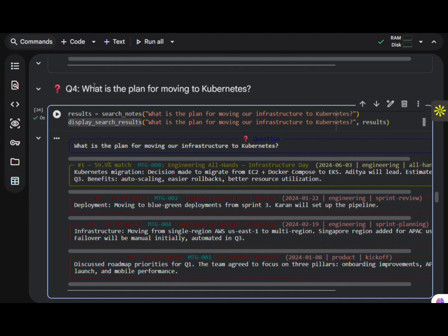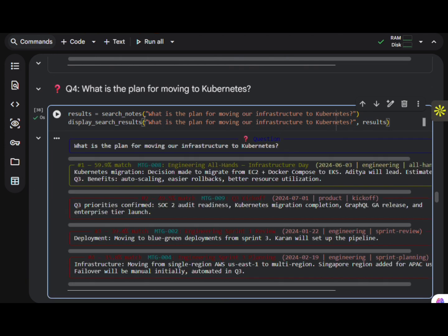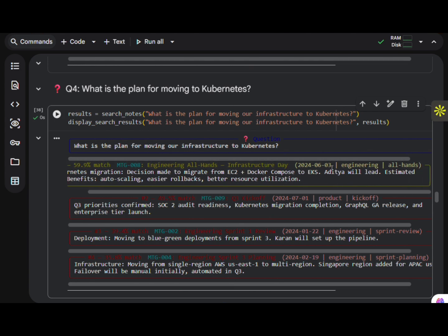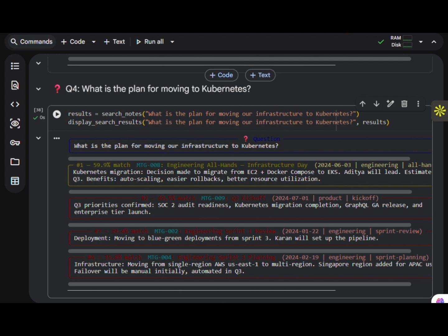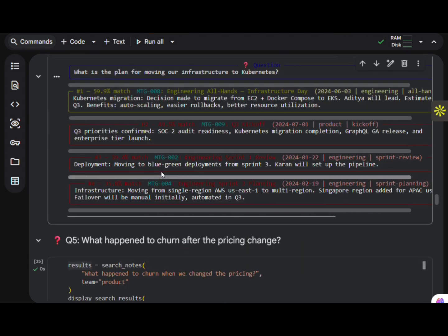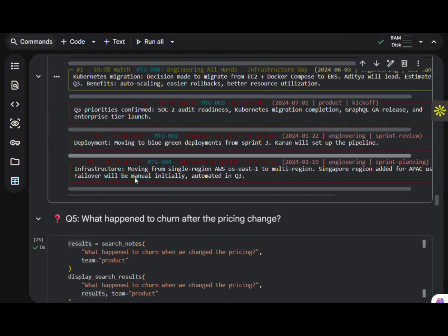Then this question, what is the plan for moving to Kubernetes? So let's run this once again to show you all. This one got the highest search score, 59.9%. Let's see what it is saying. It is saying Kubernetes migration. Decision made to migrate from EC2 plus Docker Compose to EKS. Aditya will lead. As you can see, it has also given the extra information, right? Or else you would have to find again who is actually leading this thing. And again, as always, it has ranked all the things properly.